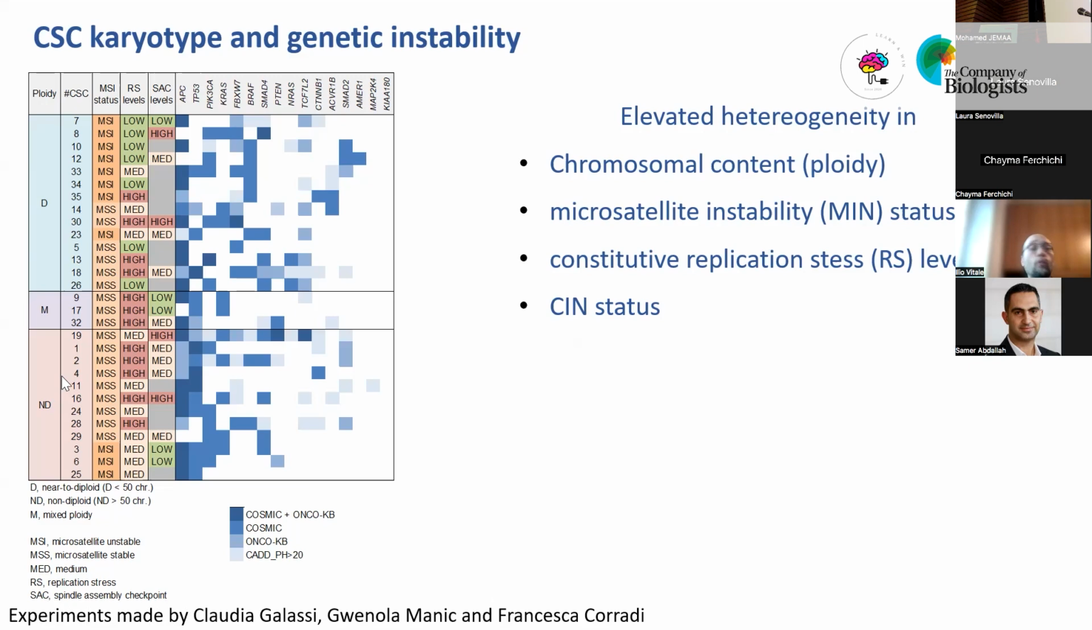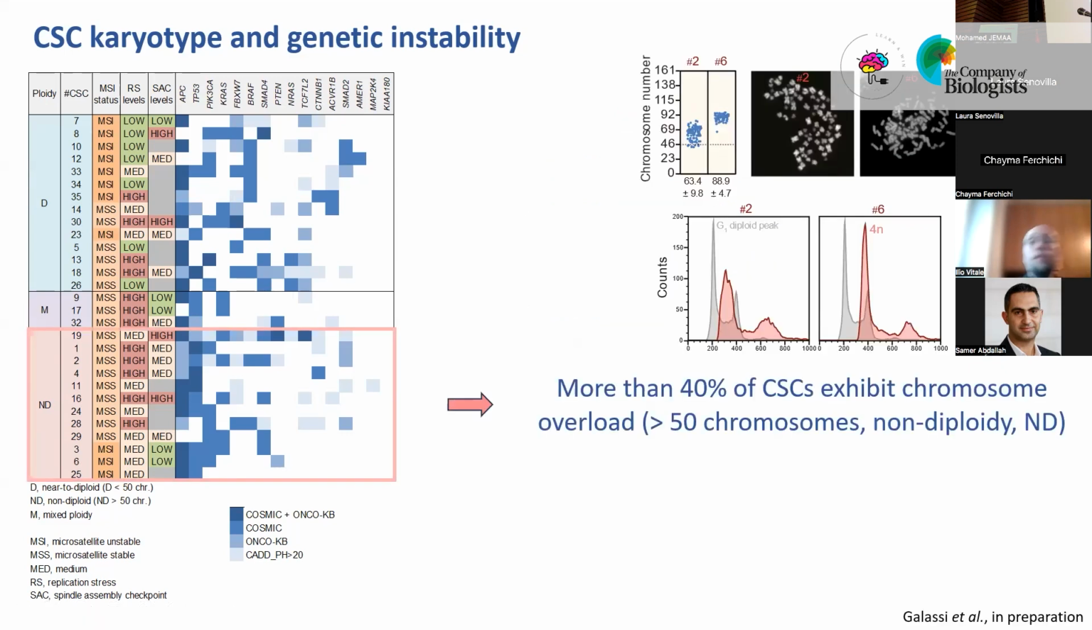We have also non-diploid cells in pale rose. When I refer to non-diploid cells, I'm referring to cells that have a number of chromosomes higher than 50. So as you can see, we have an important and considerable percentage of cells that have this chromosome overload. They have supernumerary chromosomes. This was expected. This is, of course, in accordance with what is reported in the literature. And these cells also show a higher chromosomal instability level.